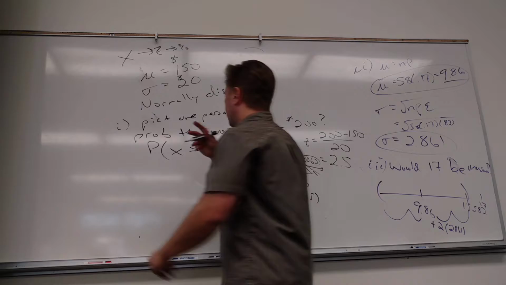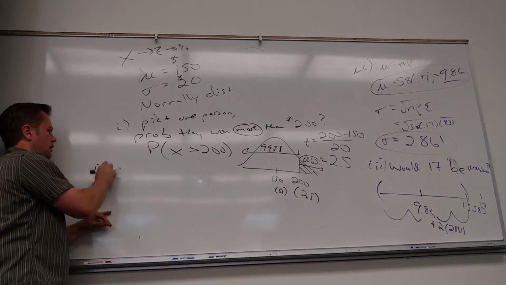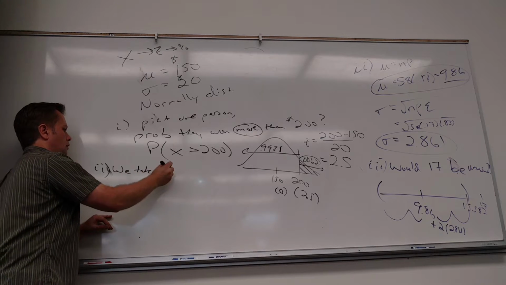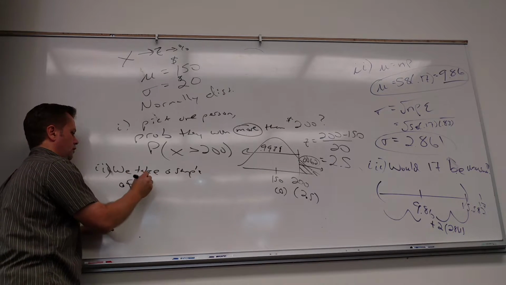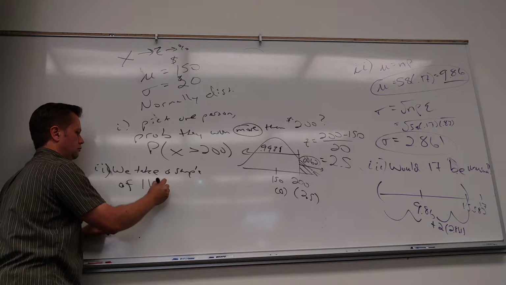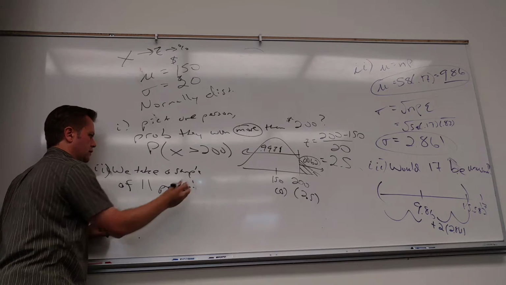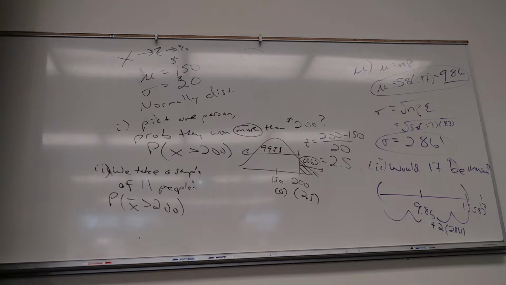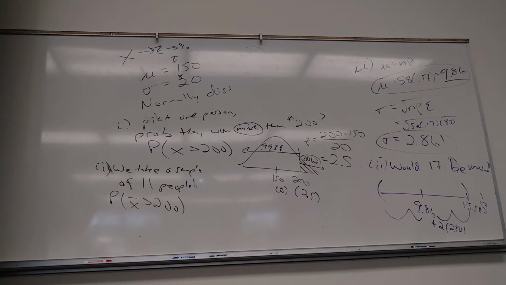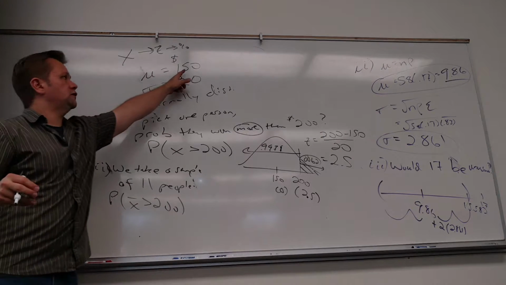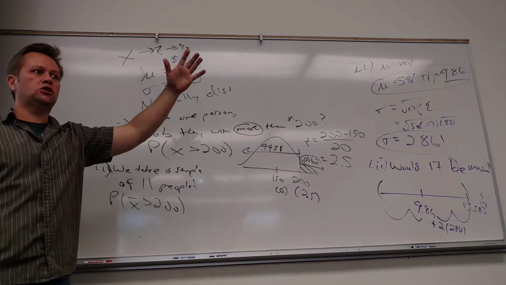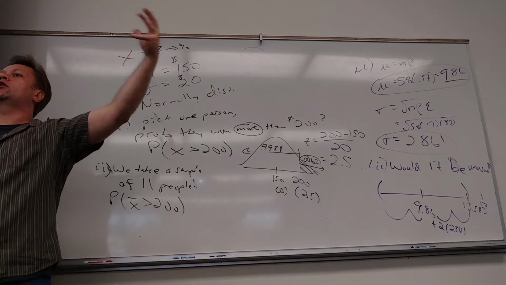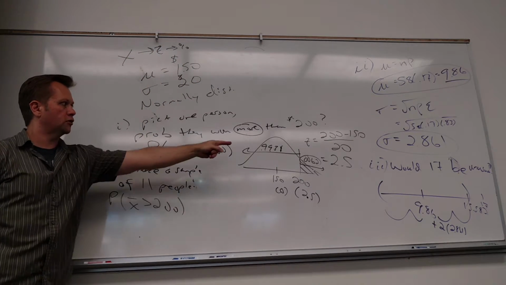Now, the next step. If you can do that, what if I ask you this instead: we take a sample of 11 people. What's the probability that the sample of 11 people gets more than $200 on average? Now it should be harder, because if I take a sample of 11 people, where should the average of those 11 people be? It should be close to 150. If you take a sample, the average of the sample should be close to the actual average, especially the larger the sample gets. So this answer should be much smaller than the answer we got over there.